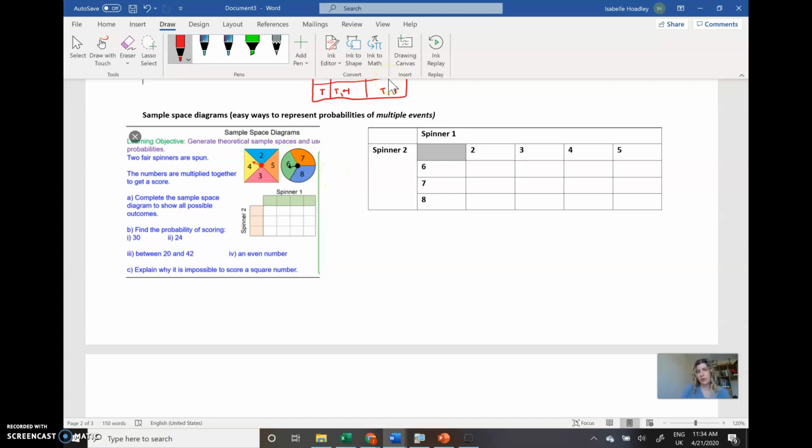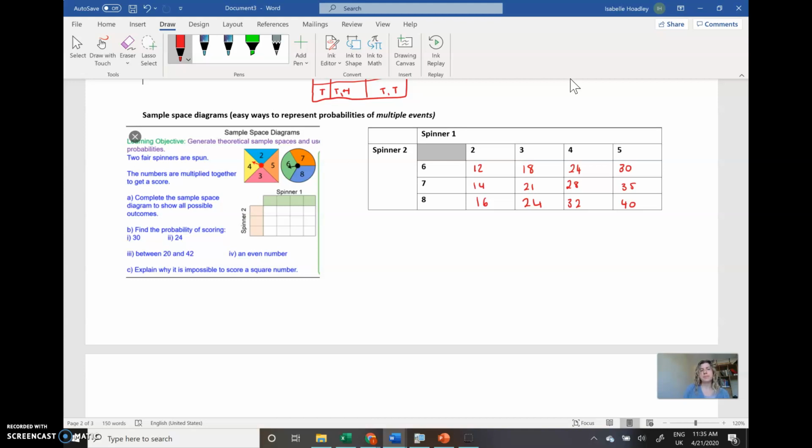So for this first one, if we spin a 2 from the first one, and then whatever number we get in the second one, 2 times 6 is 12, 2 times 7 is 14, 2 times 8 is 16, okay? If we spin a 3, we get 18, 21, 24. If we spin 4 for the first one, we can have 24, 28, or 32. And if we spin a 5, we can have 30, 35, or 40. So there's all of our possible outcomes that can happen.